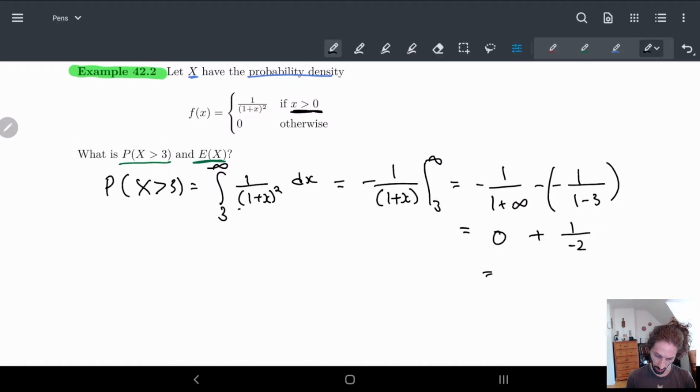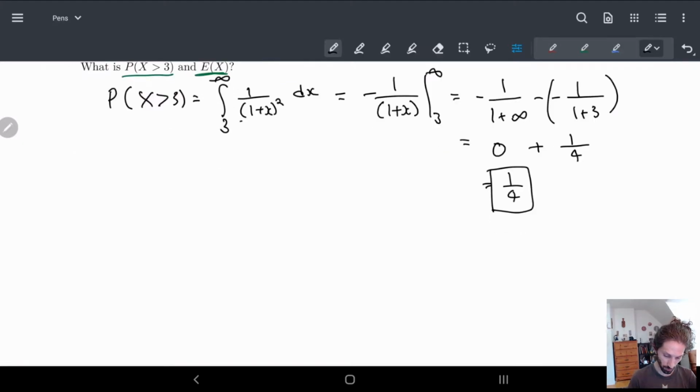Wait, I did something wrong. This is not a minus, it's a plus. That's why. This is plus 1/4. There we go, 1/4. I was like, wait a second, this should be positive. I should not get a negative probability. See? How to catch your errors real quick. So the probability that x is greater than 3 is 1/4. Nice. All right, so what's the expected value?